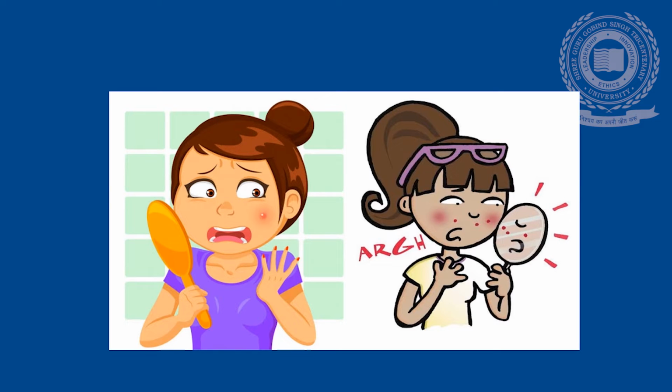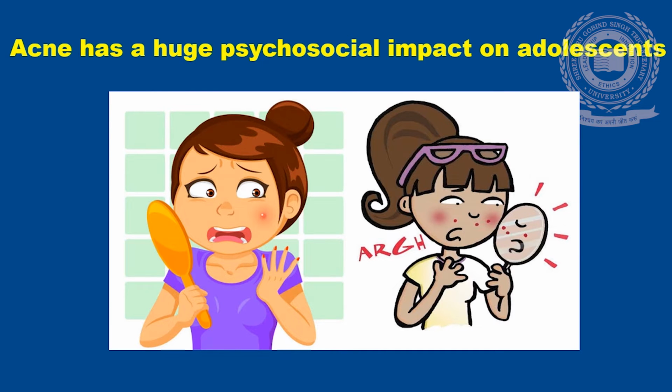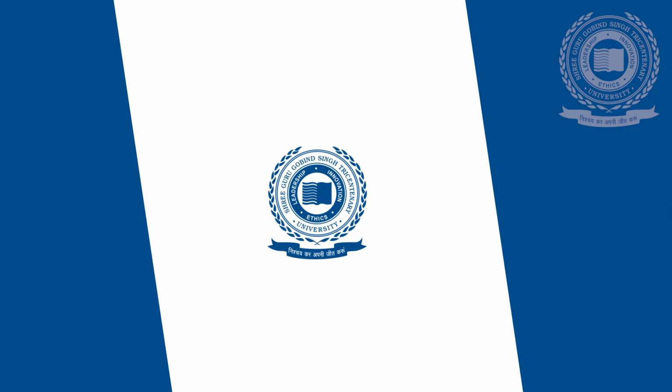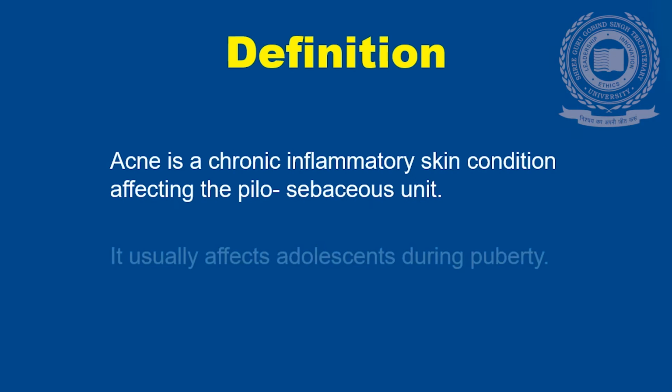Acne is perhaps the most common dermatosis affecting the adolescent population and may cause a significant psychosocial impact due to its visible nature and its potential for scarring. Acne, by definition, is a chronic inflammatory skin condition. It usually affects the adolescents during puberty. To understand the clinical features of acne, it is very important that we delve into the etiopathogenesis of acne.